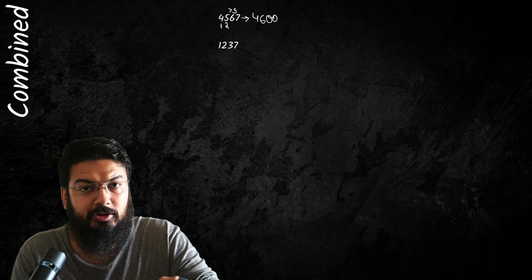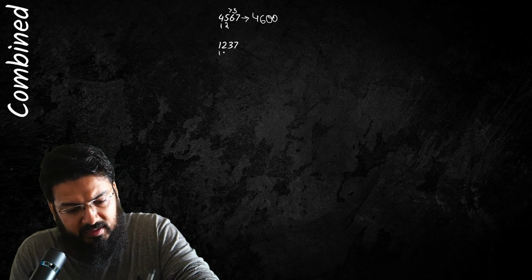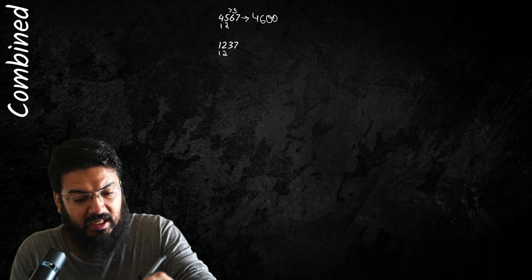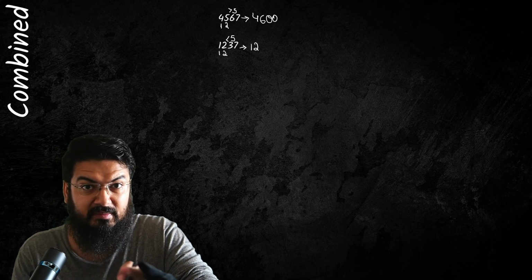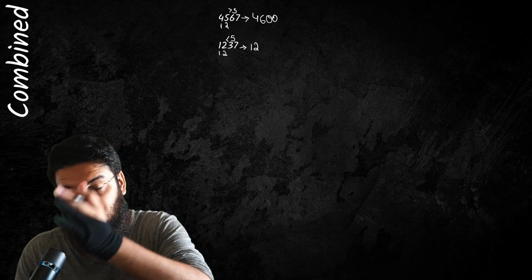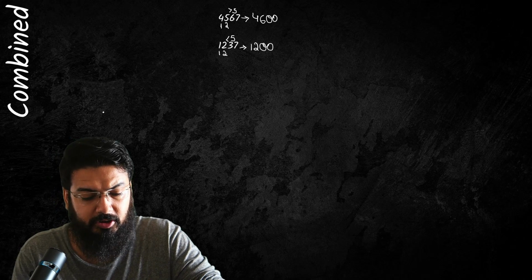I have 1, 2, 3, and 7. So again, my first significant figure is 1. My second significant figure is 2. After 2, I have a digit less than 5. So I'm going to write 1 and 2. The 2 this time stays unchanged. Why? Because the digit after that is less than 5. And then I'm going to just add zeros.